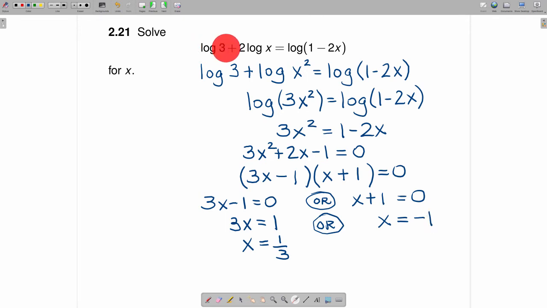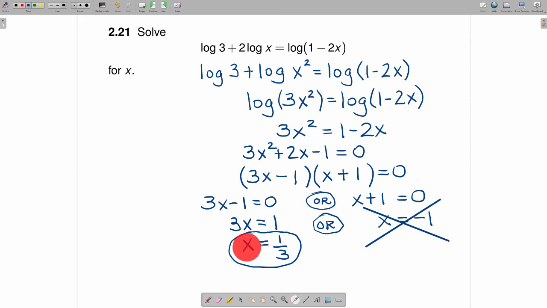However, if you look up at the equation up top here, you'll notice that if you were to plug x equals -1 in here, you would be taking the logarithm of a negative number. So for that reason, this solution right here gets crossed out, and we only have one solution to this equation, and that one solution is x is equal to 1/3.